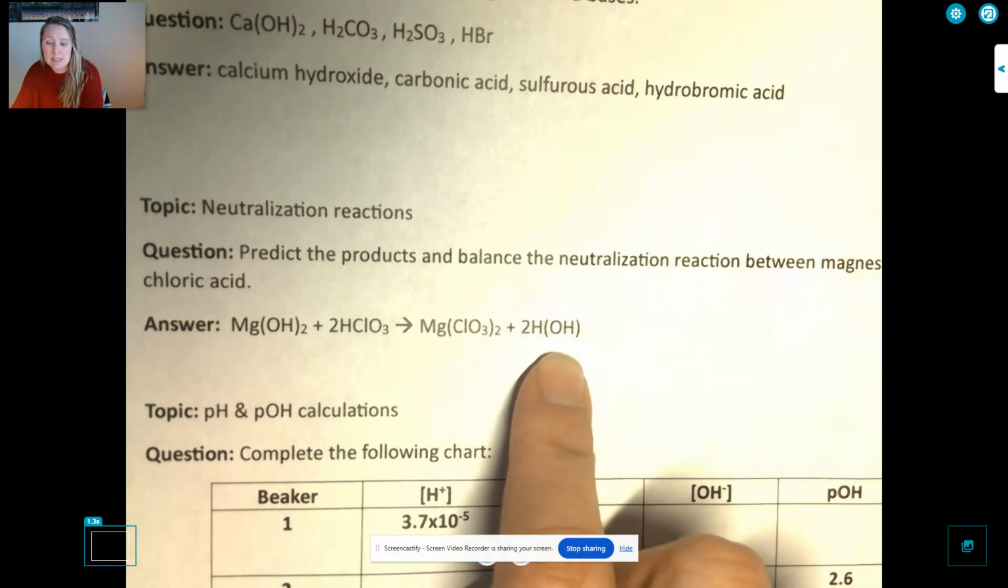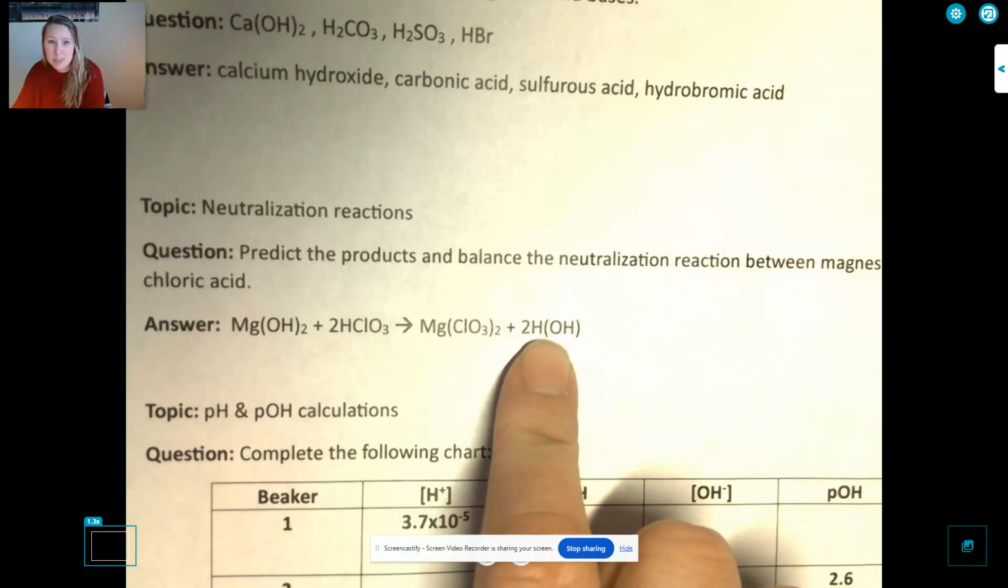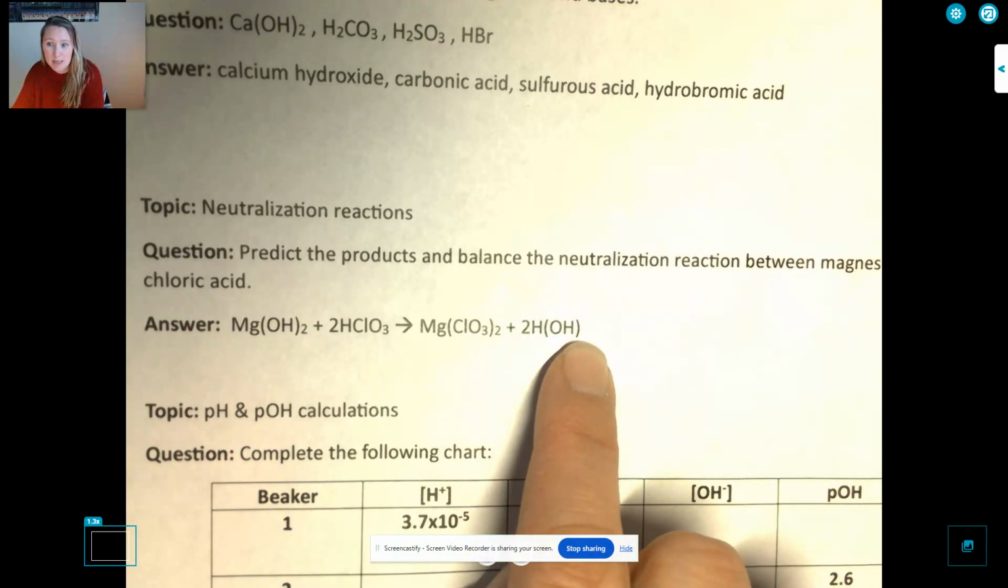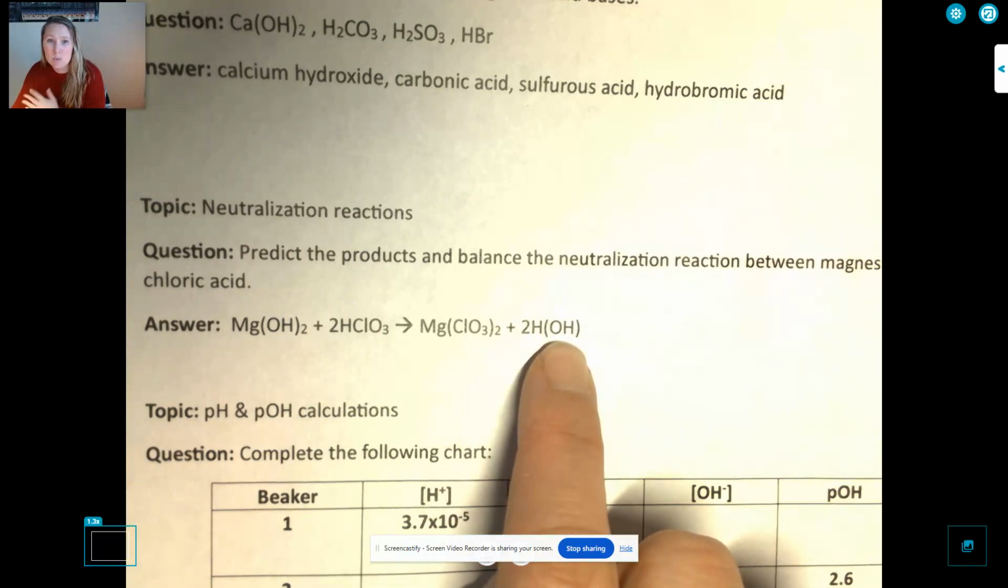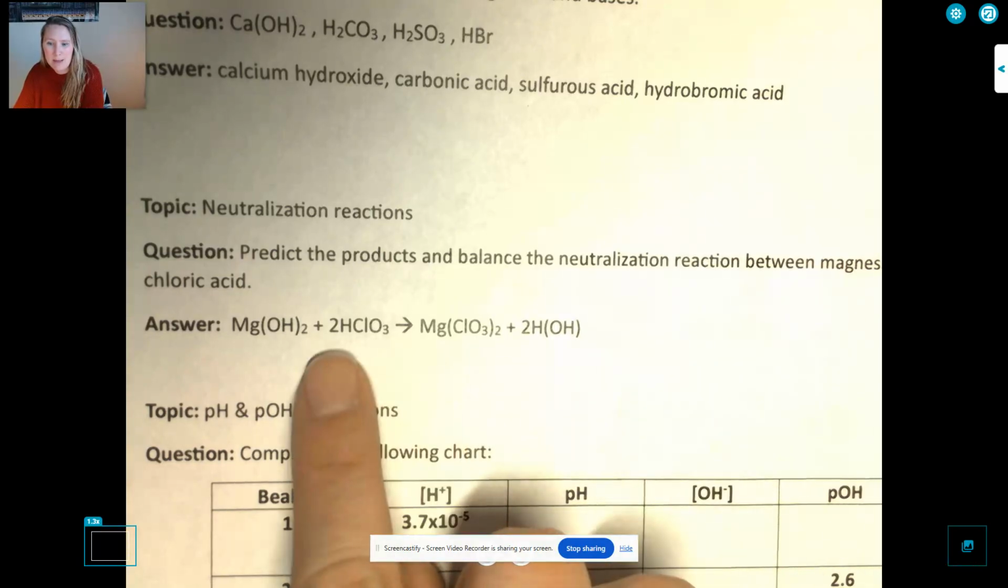Something that you'll notice is when I write H2O, I write a lot of it as HOH in acids and bases, just to really drive home that water came from the acidic hydrogen and the hydroxide. So I have my students write like this. We talk about that it's really water, but this helps them tremendously when they are balancing their reactions.